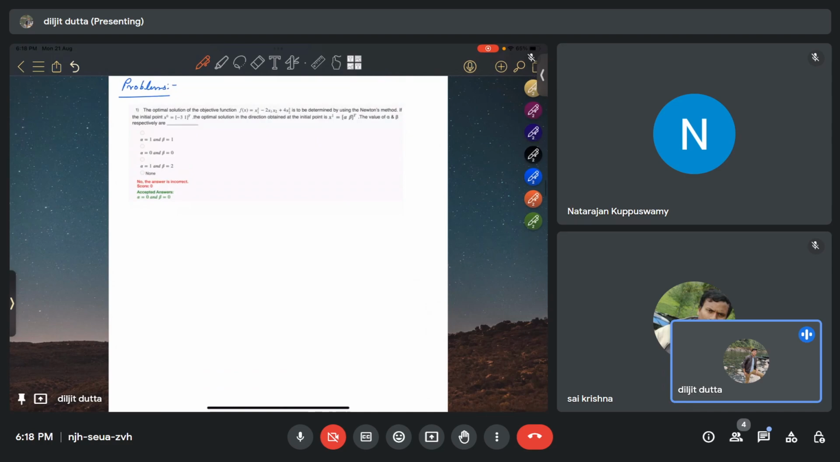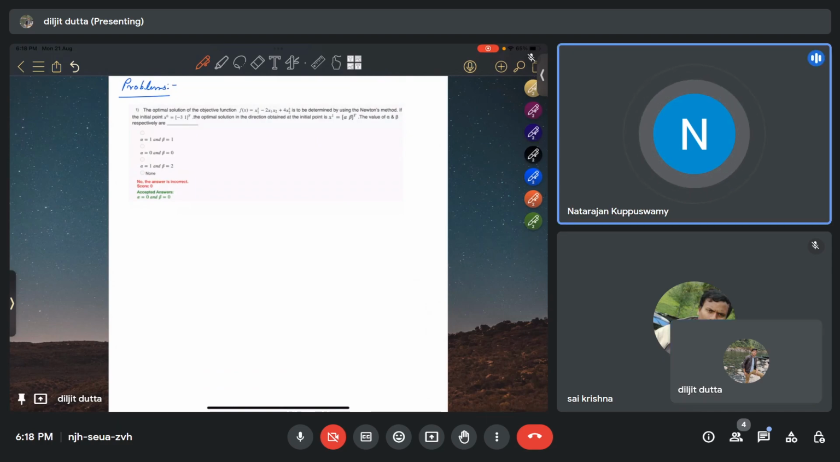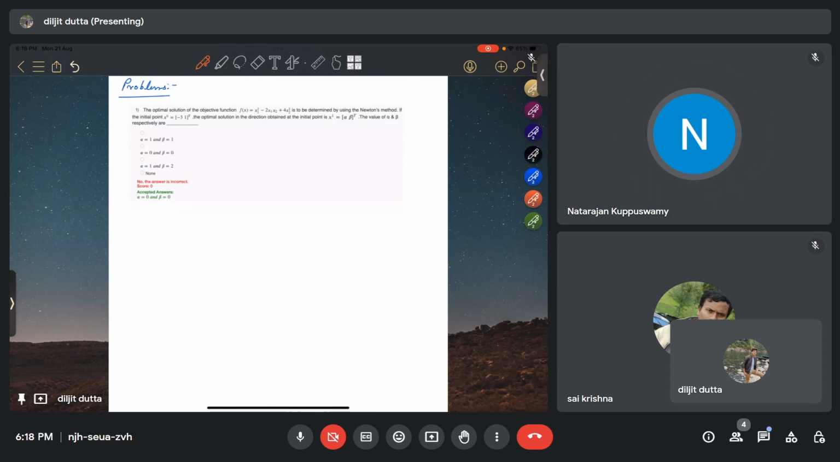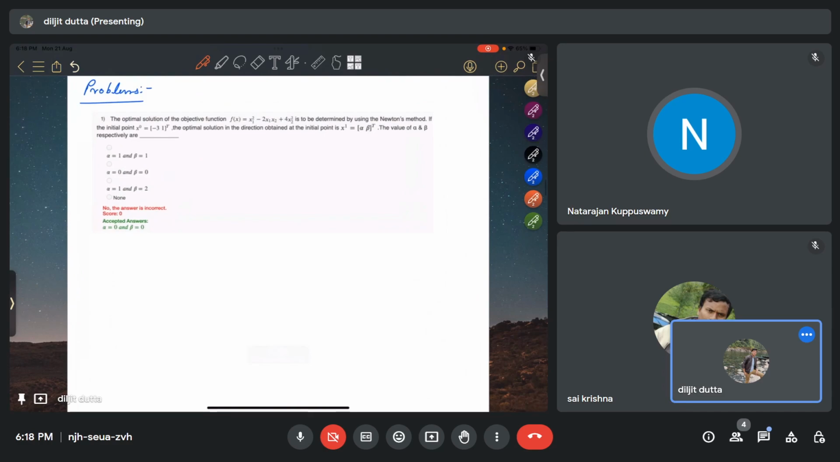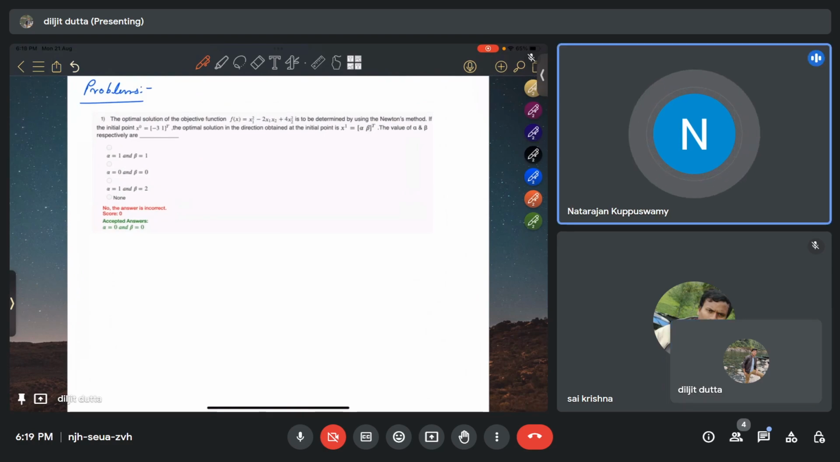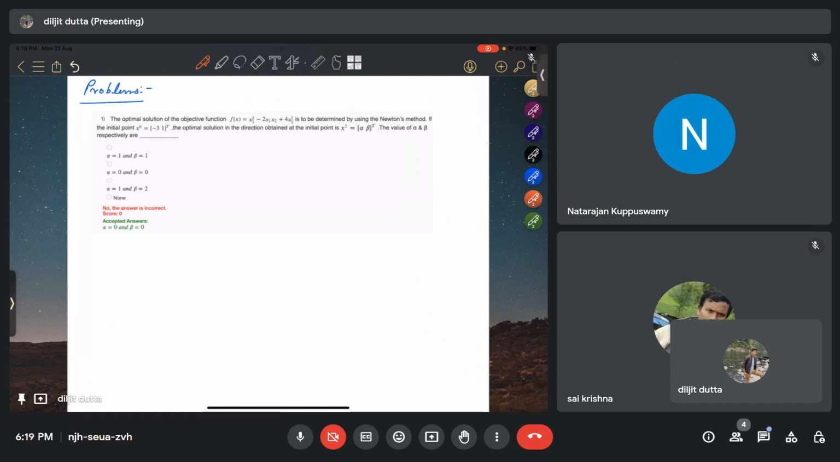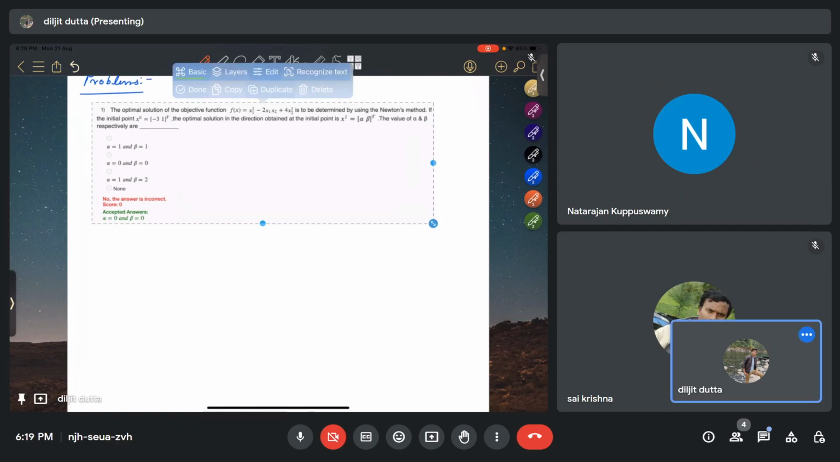Okay, the first problem is given as this: the optimal solution of the objective function. Like, little zoom it, sir. Yeah. Can you see? Is it legible now? Yes, yes. Okay, one second.